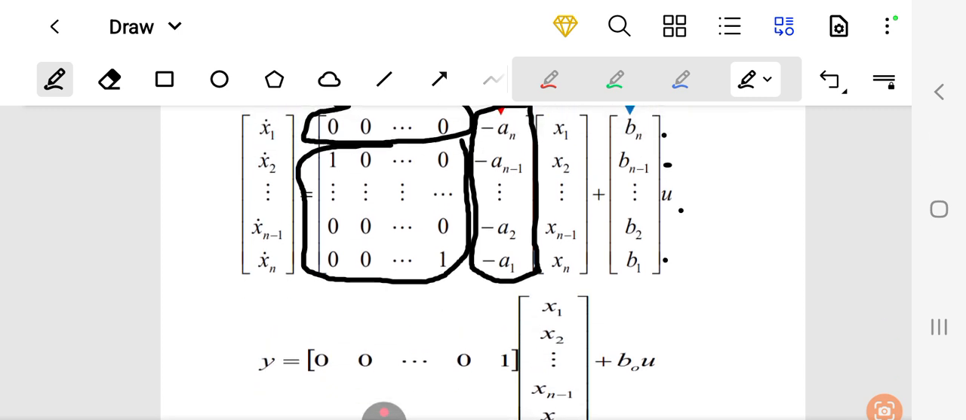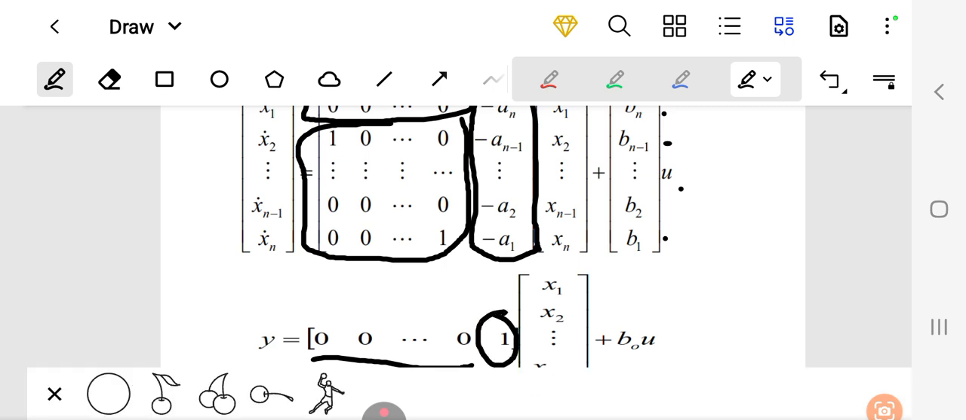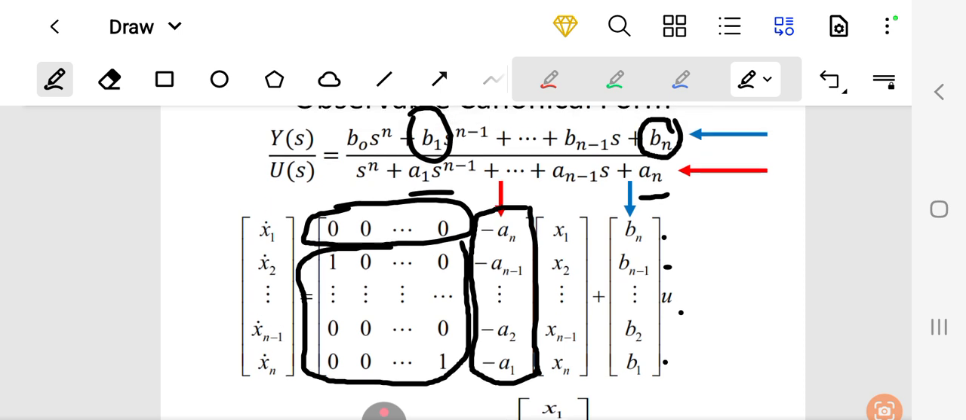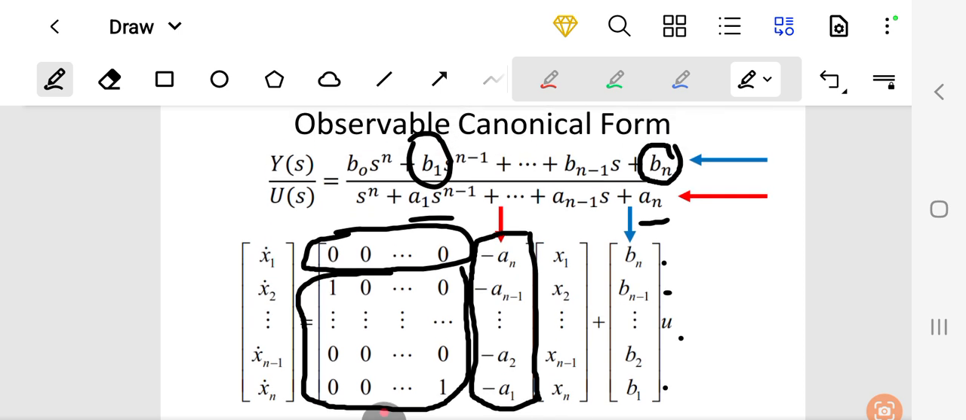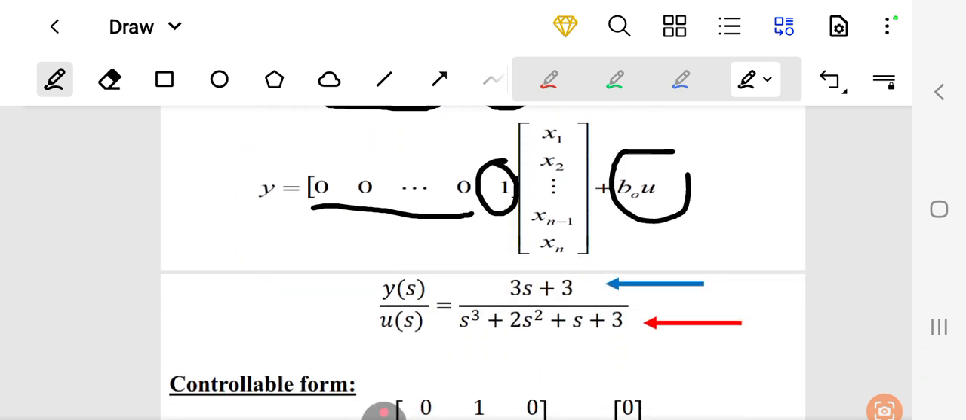Then we will see the coefficient of Y. All zeros, the last one is 1 times xn, and the coefficient of U is the remaining coefficient in the numerator, which is b naught. This is the coefficient of U in the Y equation, b naught times U.